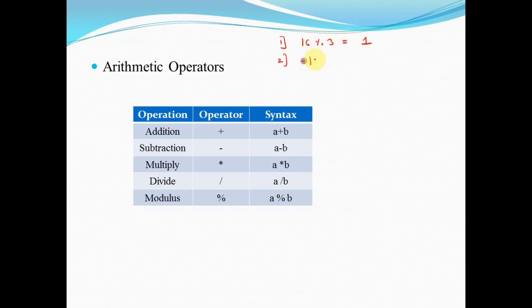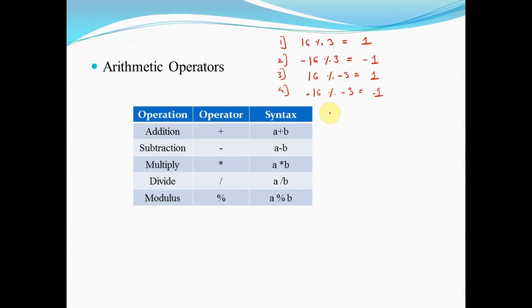But if we write minus 16 mod 3, now it will take the sign of the first number and result in minus 1. If we write 16 mod minus 3, it will again take the sign of the first number, so it will result in 1. And if both the numbers are negative, it will again result in minus 1, because the sign of the first number is negative. So this is how the modulus operator works.